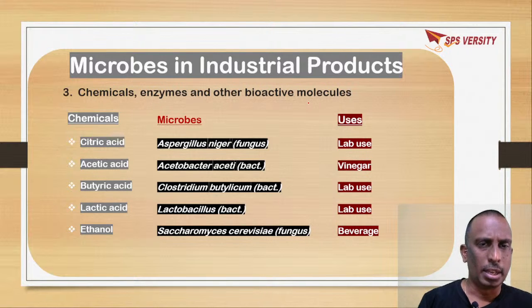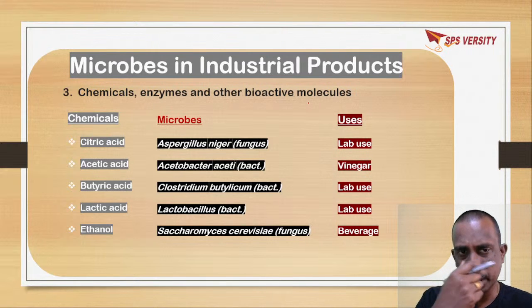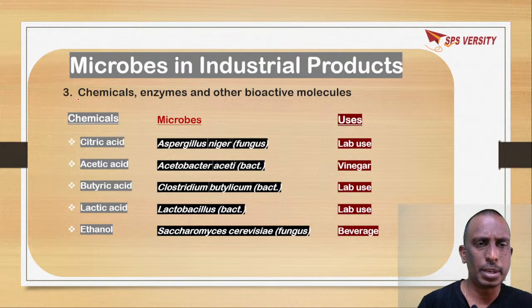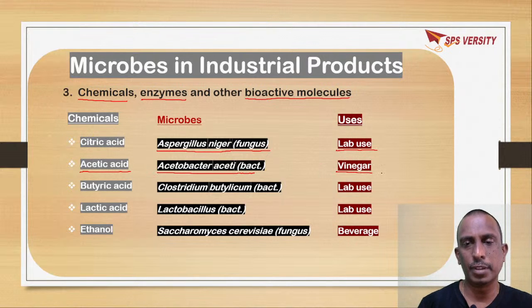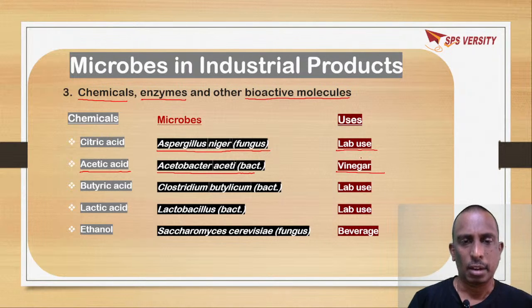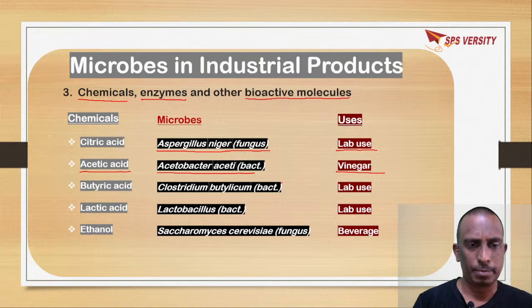Along with the antibiotics, these microbes play an important role in the production of chemicals, enzymes, and bioactive molecules. So first we will study what are the chemicals extracted from various microorganisms and their use. Citric acid is prepared from Aspergillus niger, a fungus, which is used in laboratories. Acetic acid is prepared from a bacterium, Acetobacter aceti, which is used in the preparation of vinegar. Vinegar is used in cooking.